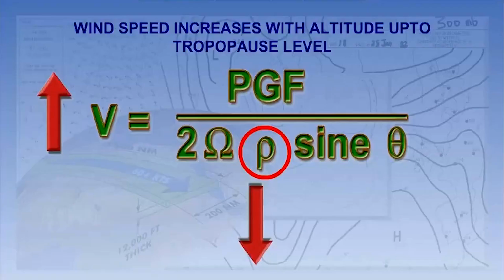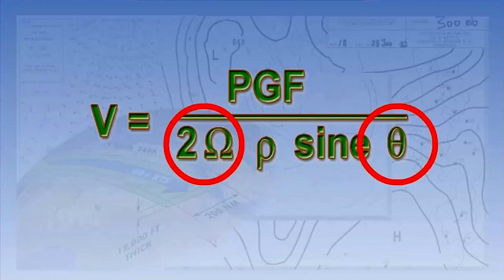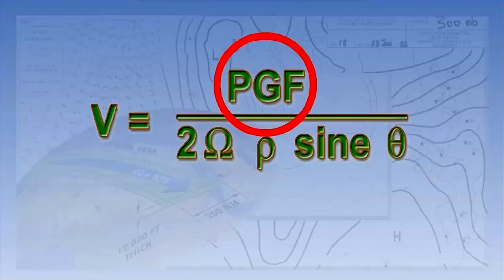This is generally true up to the tropopause level. As a result, we should expect to find our fastest winds just beneath the tropopause. The angular velocity of rotation of the Earth and the latitude components of the formula are almost constant with altitude and will be ignored within this lesson.